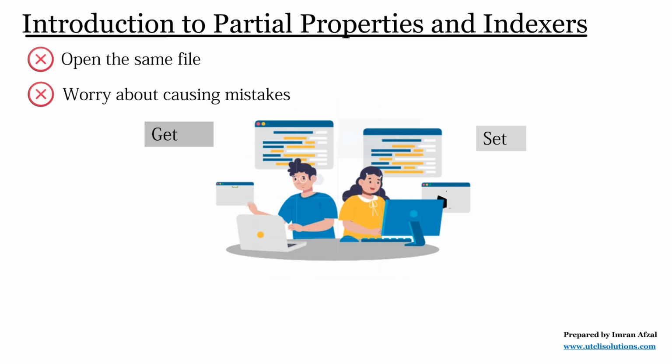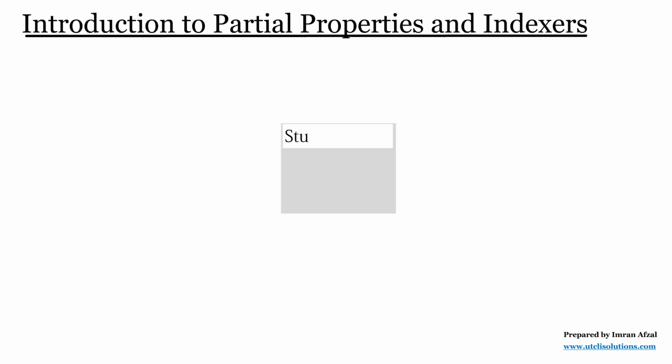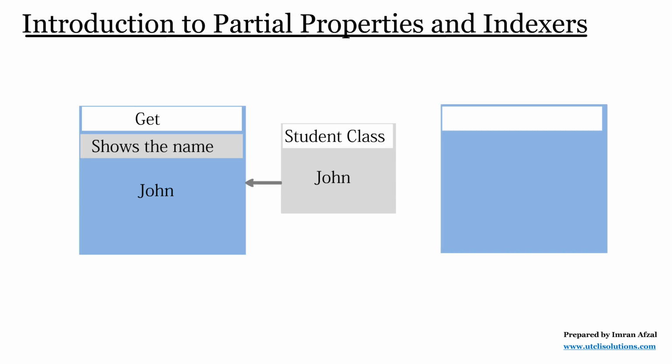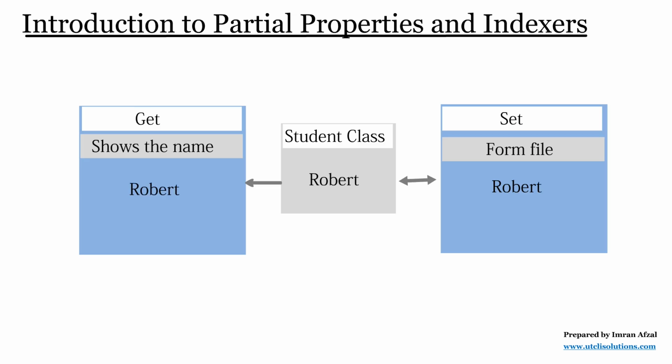For example, if we have a property called name in a student class, one developer adds the get part in the student's profile file, which only shows the name. Another developer adds the set part in a form file where a teacher updates the student's name. Even though both parts are in different files, C Sharp combines them into one working property.